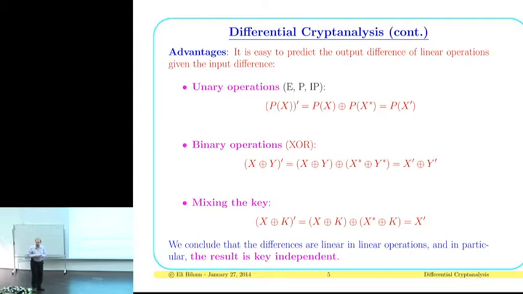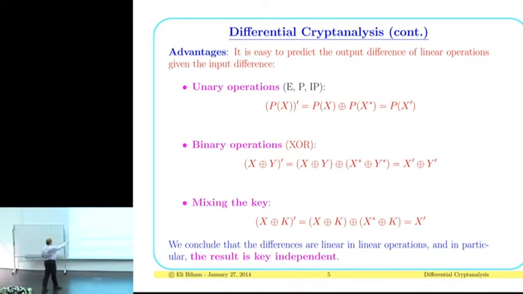We will want to know the differences. In terms of differences, you will see that all these linear operations are linear. If you take any operation that changes the order of bits, selects bits, or expands by duplicating bits, it's easy to see that the permutation of X XOR the permutation of X star, due to the linearity, is just the permutation over the input difference.